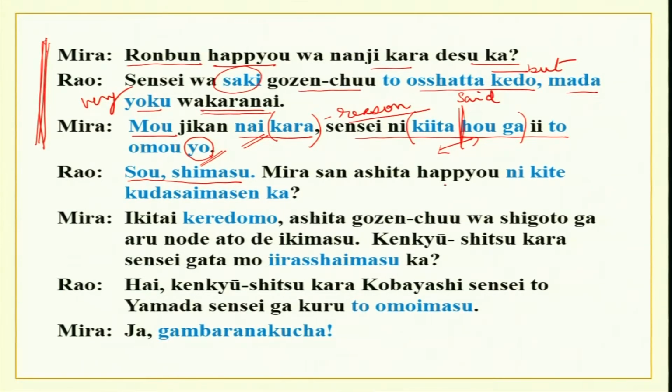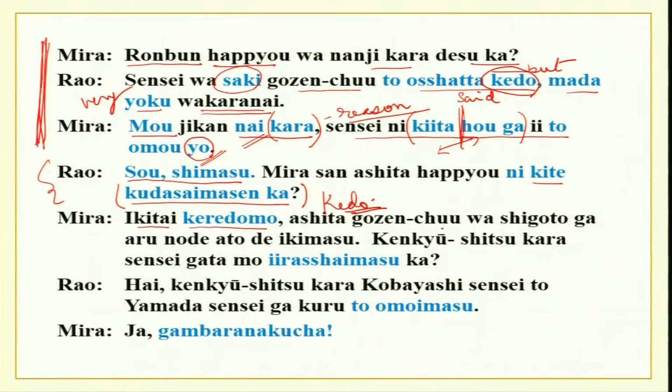Mira-san, ashita happyou ni kite kudasaimasen ka? Now, they are friends, but just to show you, I have used kudasaimasen ka. Though he could have said kite kuremasen ka or kimasen ka informally. Ikitai keredomo, ashita gozen chuu wa shigoto ga aru node atode ikimasu. Ikitai, you have done this form earlier. I want to go. Keredomo is polite for kedo. Please remember kedo.